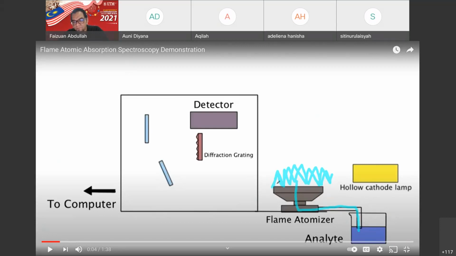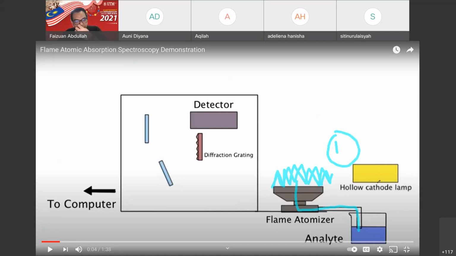Then the flame atomizer will atomize it. It will burn our sample in the flame atomizer and ensure that the metals, the analyte of concern, for example, we want to analyze zinc today, is well atomized in the flame. And I told you we have three important parts. The first one is the flame atomizer.